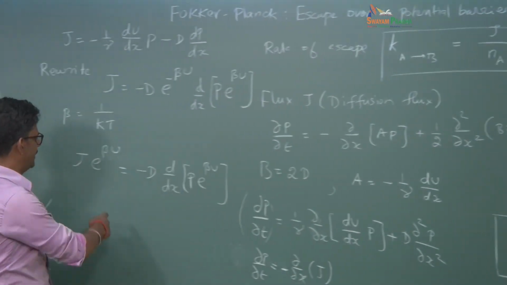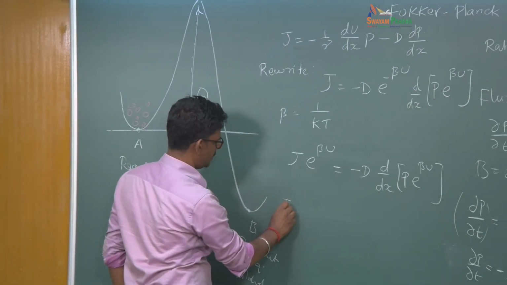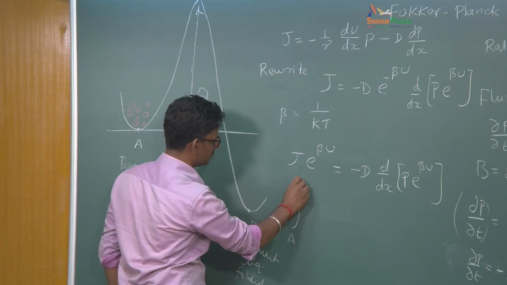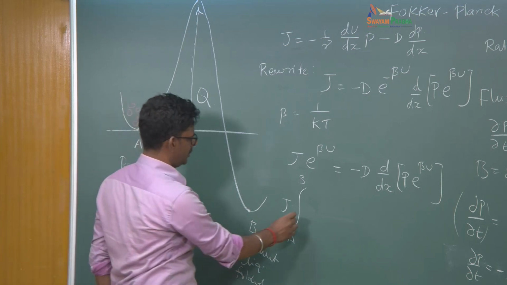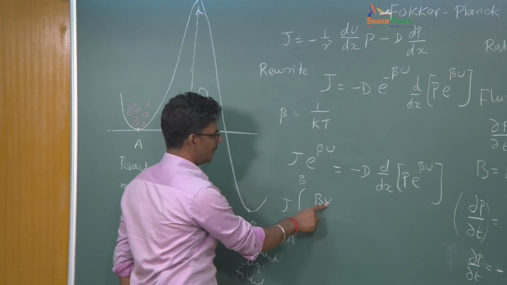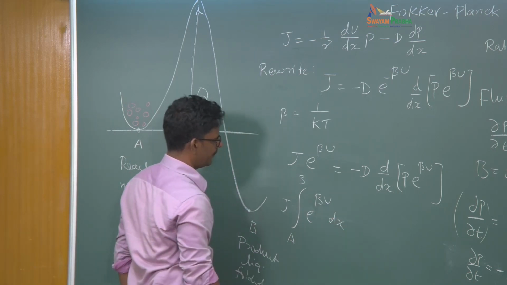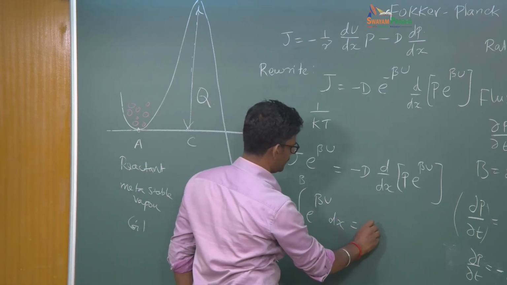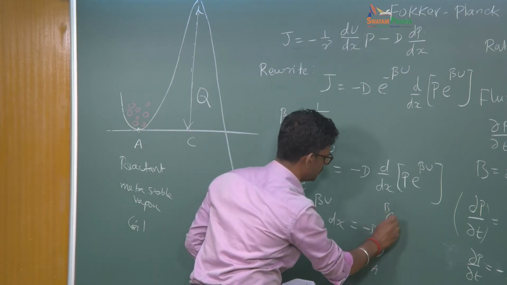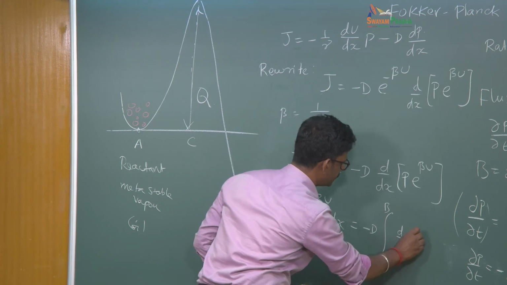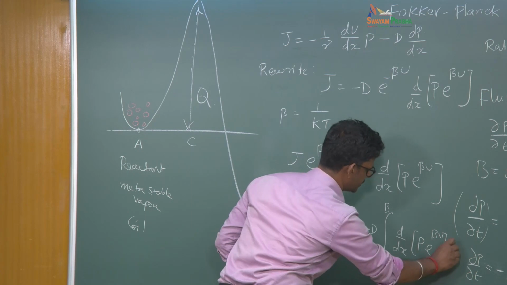Now what we will do is integrate this expression over the range a to b. So we say J integrated from a to b. When I say a to b, I mean x going from a to b, e power beta u. Remember, u is a potential that changes with respect to x, so it remains inside the integral. And here I have minus D integral a to b d by dx of p into e power beta u dx.